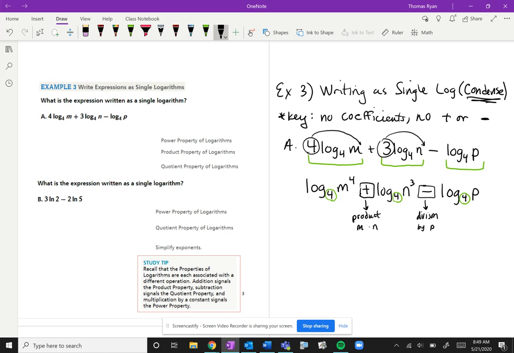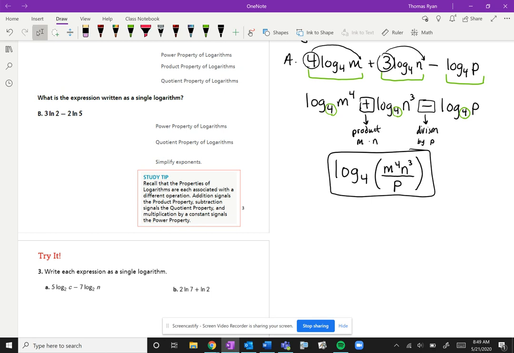Okay, so we're going to take the log base 4 of everything because we're all operating in log base 4. I like to use a parenthesis. We know we're going to have division. So we have the m to the 4th term times the n cubed term, because they are related by addition, over the p term, which subtraction correlates with division. So now expressed as a single log, we have the log base 4 of m to the 4th times n cubed over p. Okay, let's keep going here.